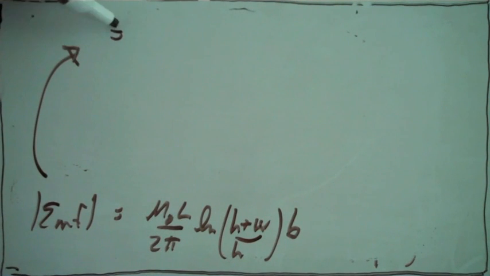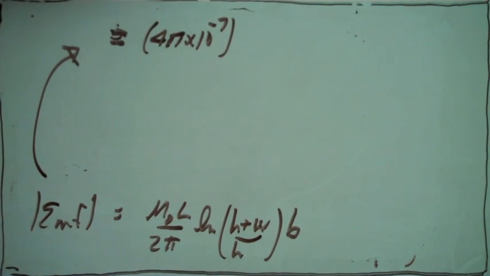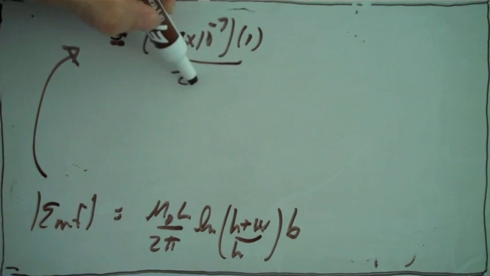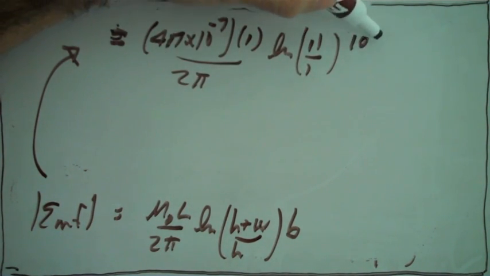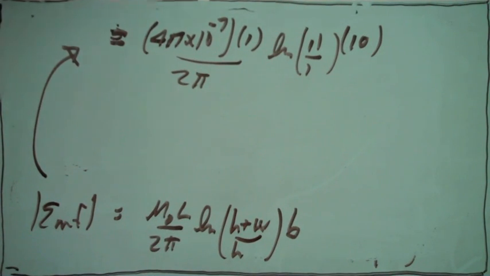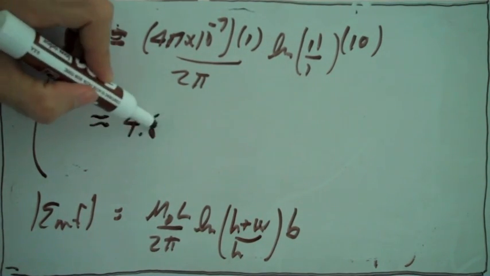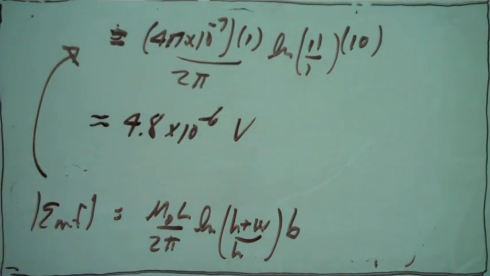So now that we know the EMF induced in the square wire, we can see that it's equal to this number. We just plug in what mu naught is, what L is, and h and B and so forth, and we can calculate the numerical value of this. So if we multiply this out, we get this 4.8 times 10 to the minus 6 volts. So that's the EMF that's induced in the square wire.